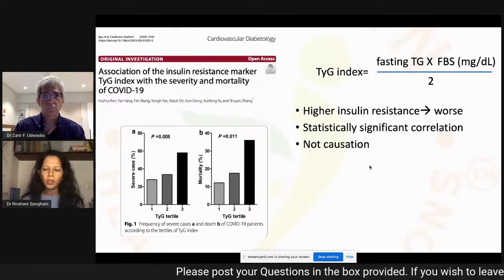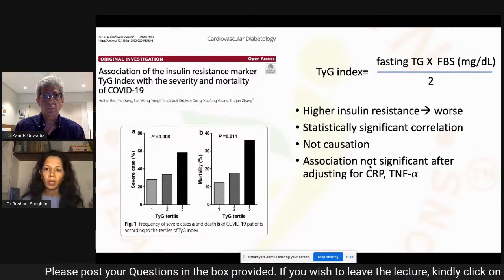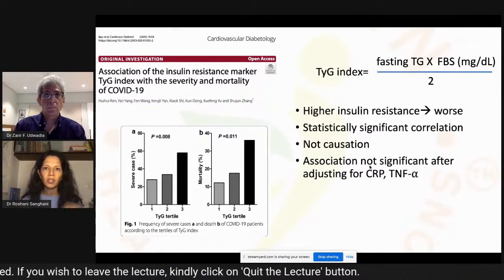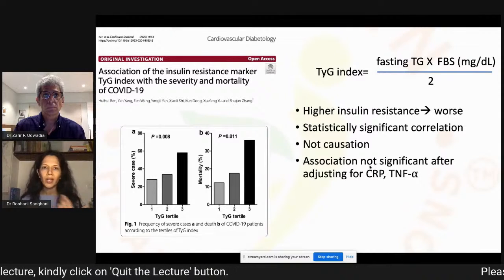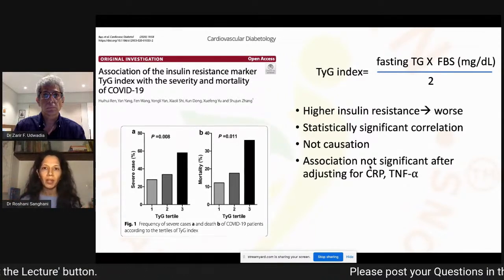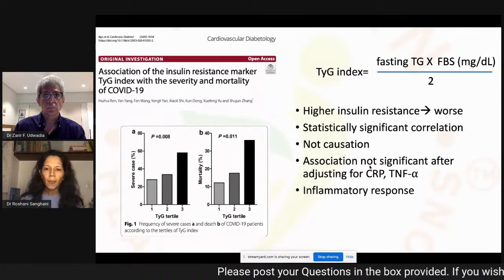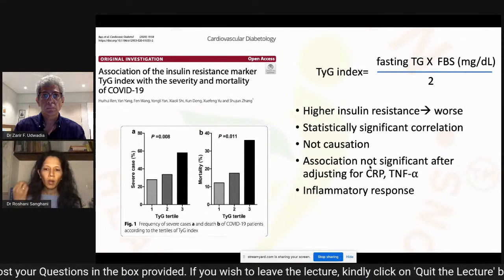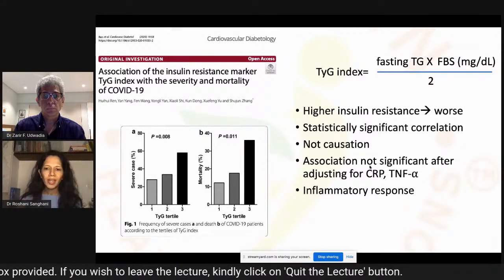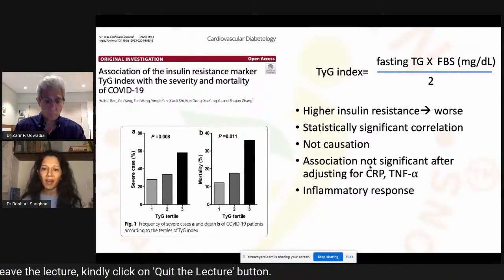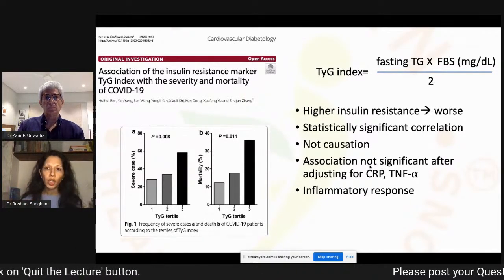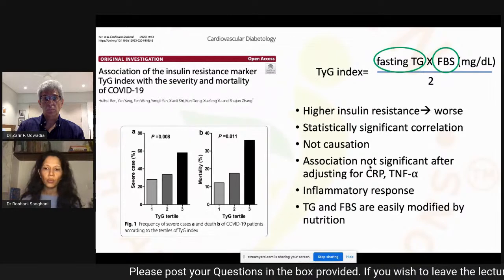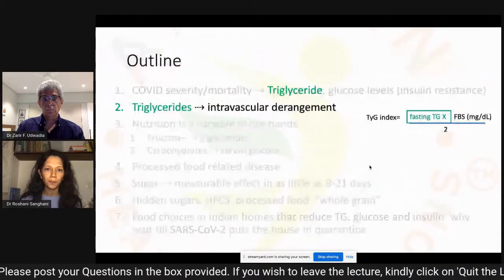It, of course, doesn't point to causation. It was merely a correlation, but it was a strong correlation. When they adjusted for other inflammatory markers like CRP and TNF alpha, this connection went away. So we don't think it's TYG index by itself. There's obviously a lot happening besides insulin resistance alone. But maybe what ties it together is the inflammatory response. And my role here, the way I'm looking at this is, we don't yet know how to adjust CRP, TNF alpha, or the cytokine storm through nutrition, but we know a lot about how to manage triglycerides and glucose through nutrition. So that's going to be the focus of my talk.